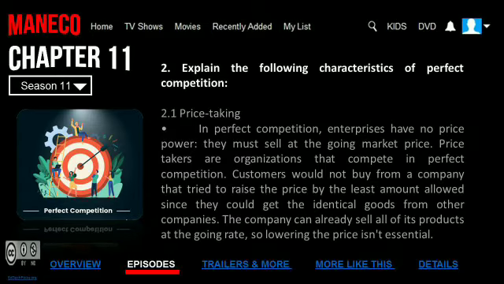Explain the following characteristics of perfect competition. 2.1 is price taking. In perfect competition, enterprises have no price power. They must sell at the going market price. Price takers are organizations that compete in perfect competition. Customers will not buy from a company that tries to raise the price by the least amount, since they could get identical goods from other companies. The company can already sell all of its products at the going rate, so lowering the price isn't essential.